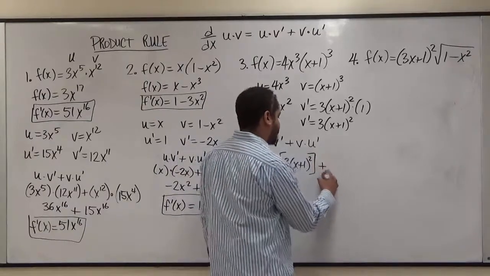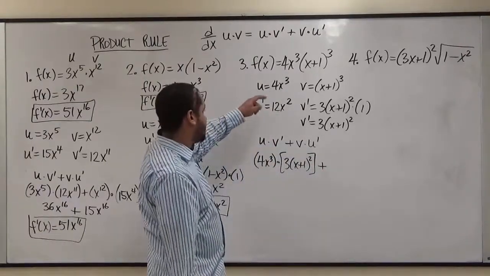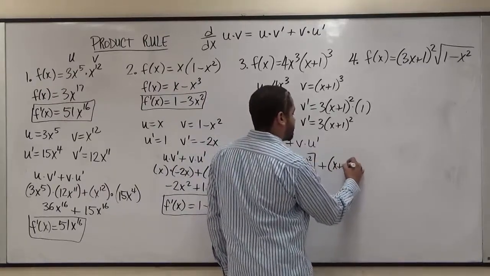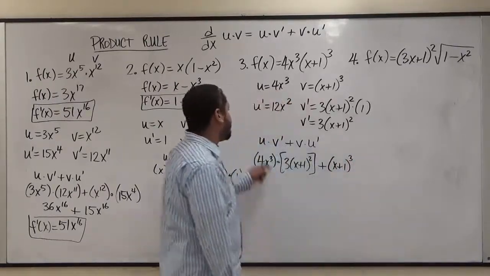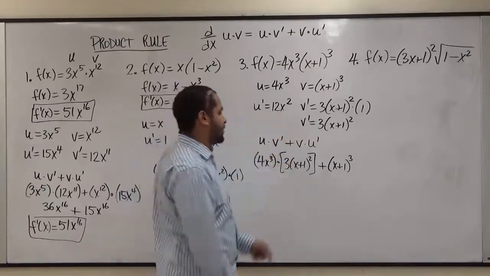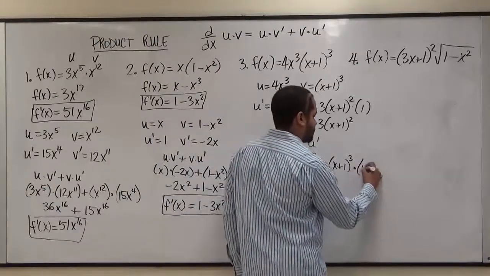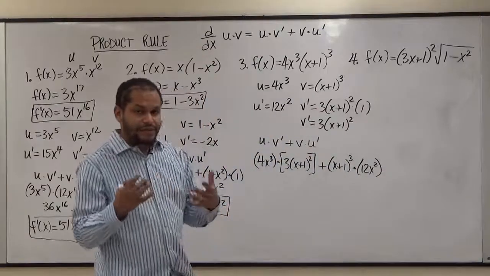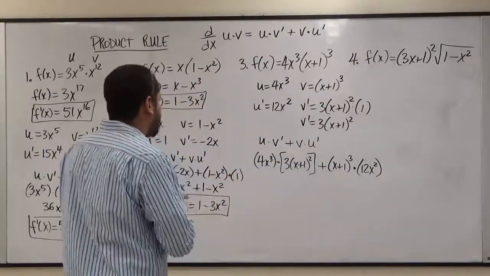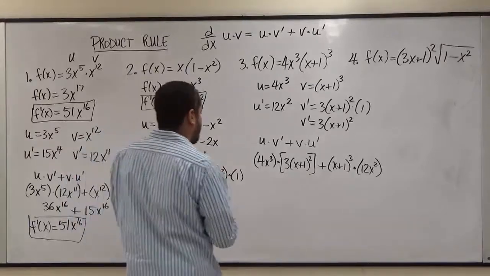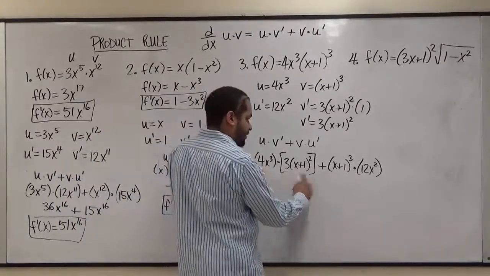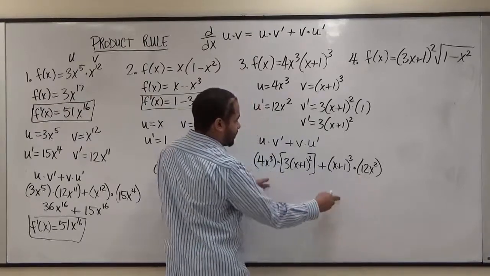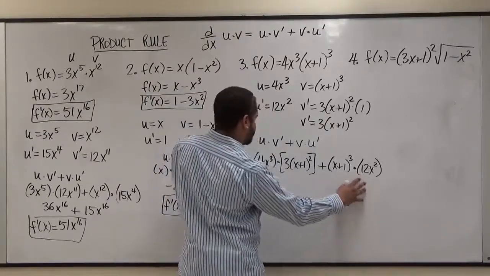For the second term here we have plus our v times u prime. So our v is going to be x plus 1 to the third power, and our u prime is just 12x squared. So we're multiplying this by 12x squared. Now it's very important that when you get to this point you look at these two and you say, what's the greatest common factor? Well, 3 times 4 is also 12, and this has x cubed and this has x squared, so we know they both have at least 12x squared.